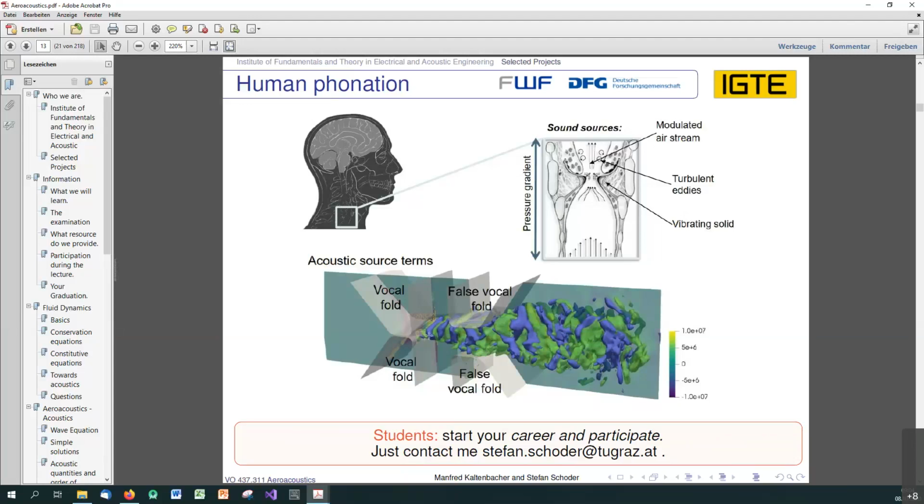These vocal folds are vibrating between 100 and 300 hertz, depending on your age and sex and so on. At each vibration they cut the flow. During the cutting of the flow, we produce sound sources at each cycle, and these sound sources are then modulated by the vocal tract.